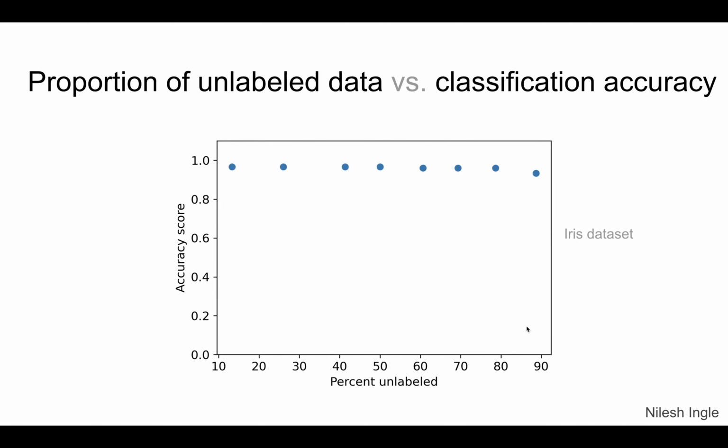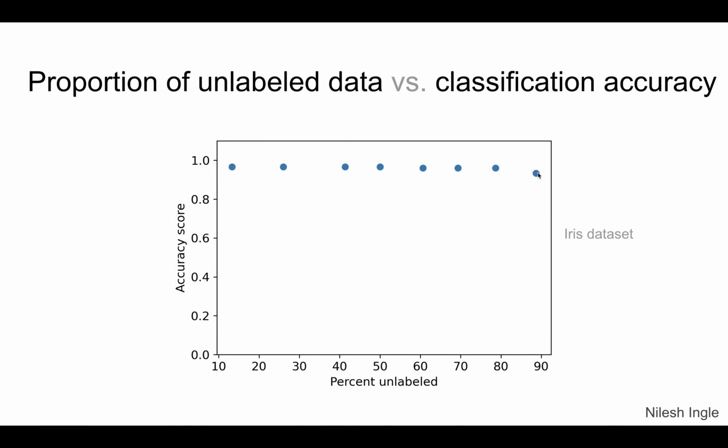Before we get into the semi-supervised methods, I just wanted to share this plot where we have the percent of unlabeled data on the x-axis. So 10 means that most of the data is labeled, and 90 means most of the data is not labeled. On the y-axis, we have the accuracy score that compares the labels predicted by the semi-supervised method with the original labels. And as we can see, with most of the data being labeled, the accuracy is much higher.